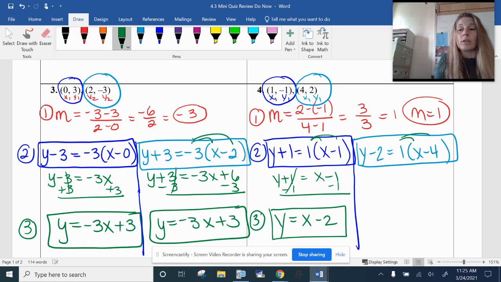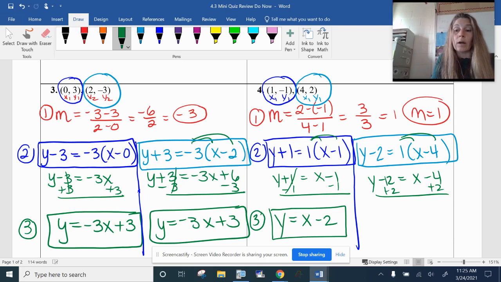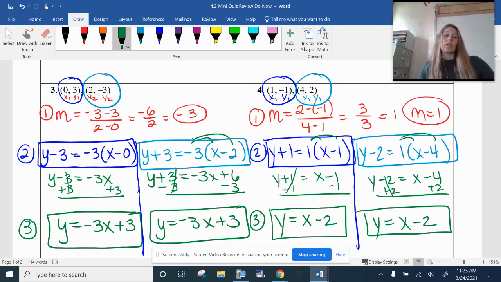On the second equation, again, my slope is 1. So when I distribute a 1 there, it doesn't change anything in those parentheses. And then I add the 2 to the negative 4. And I end up with y equals x minus 2. So again, same answer in slope-intercept, even though I had two different answers in point-slope form.